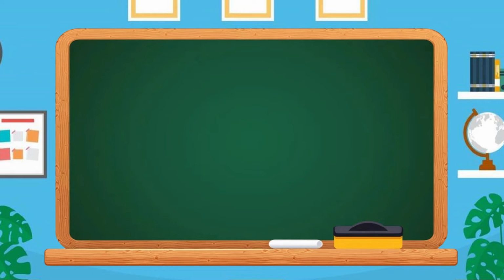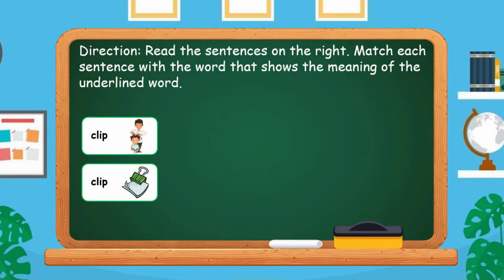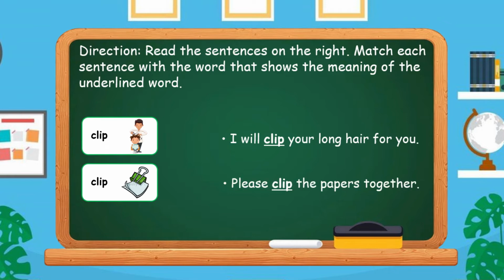This time, let's read the sentences on the right. Match each sentence with the word that shows the meaning of the underlined word. Let's do the first set of sentences. Letter A. I will clip your long hair for you. Letter B. Please clip the papers together. The underlined word for each sentence is the word clip.